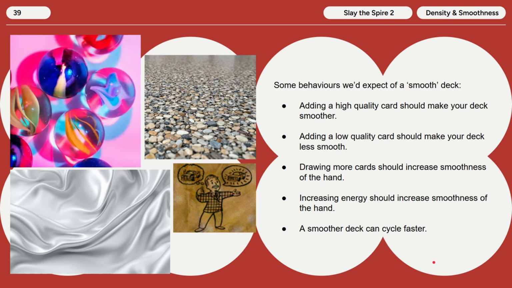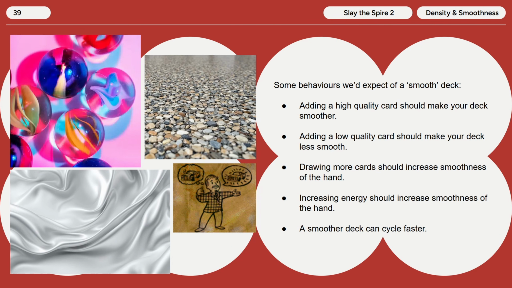Some behaviors we would expect of a smooth deck, maybe just to get started and describe what we do describe as smooth. Adding a high quality card should probably make a deck smoother. Adding a low quality card should probably make your deck less smooth. You know, you're more likely to draw a hand with bad cards in it. You're more likely to look at the hand and say, oh, I don't like that.